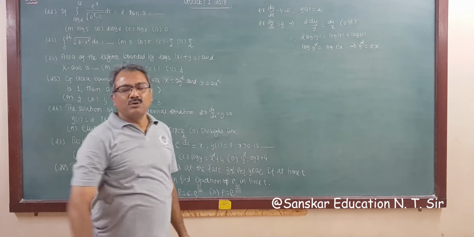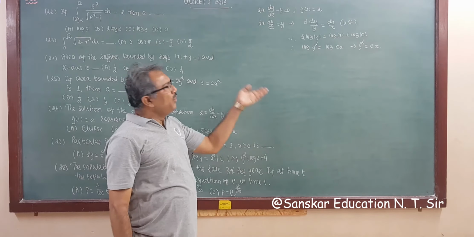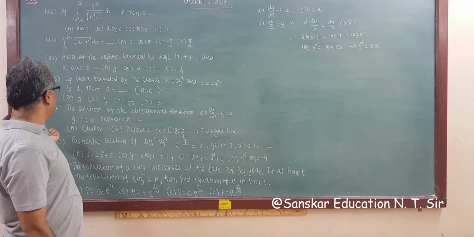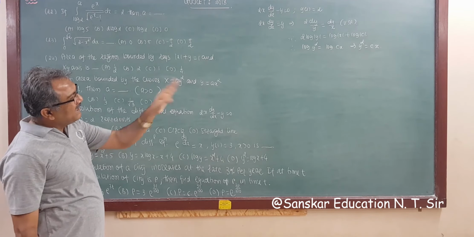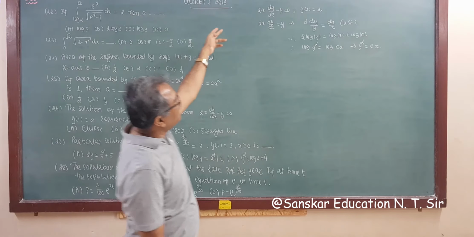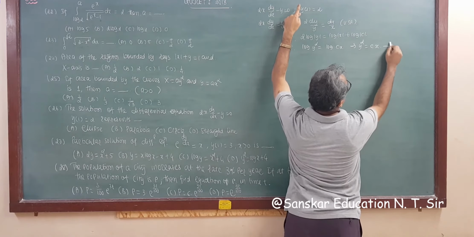Y square is equal to cx. Now no need to find out the value of c because it already represents a parabola. But it is given y1 is equal to 2, right? So this is equation number 1.